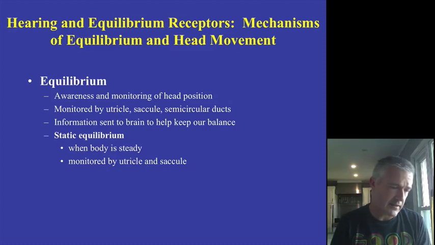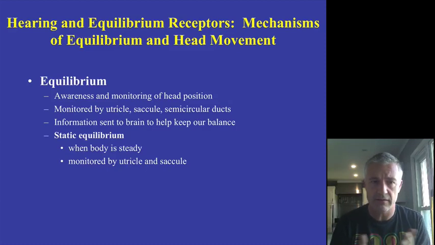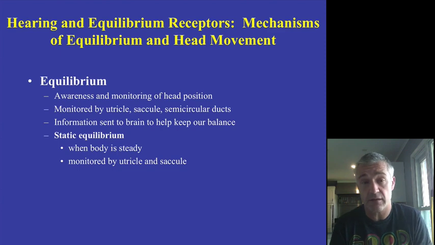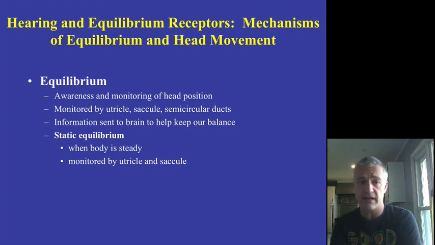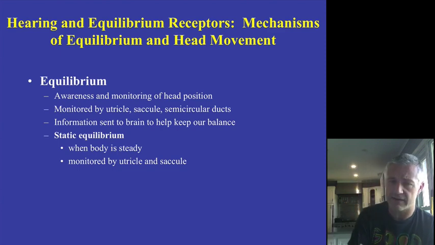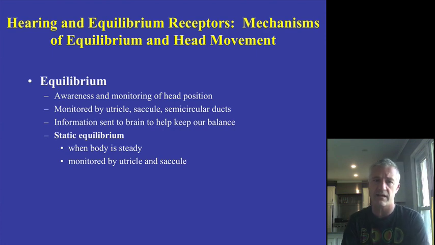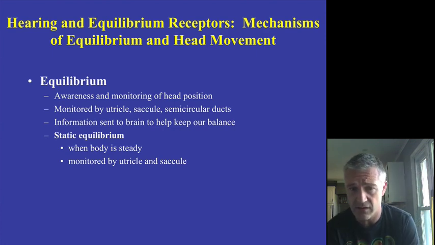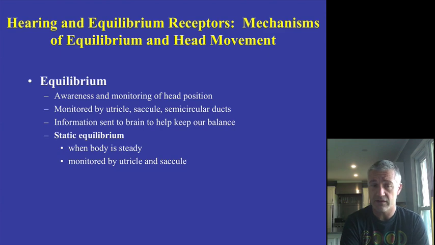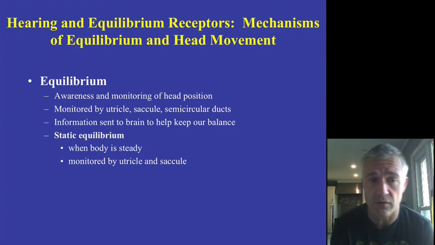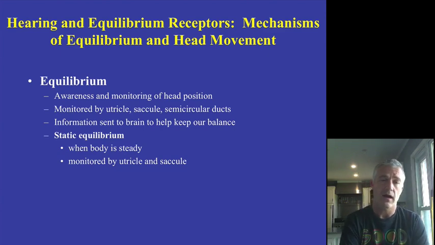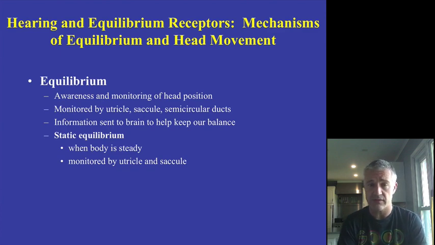We're going to take a look at equilibrium in the inner ear. We have both static and dynamic equilibrium. Static equilibrium is really looking at when the body is steady, and it's really this kind of head position, also kind of linear acceleration, like getting pushed forward by a vehicle. That is going to be monitored by the utricle and the saccule.